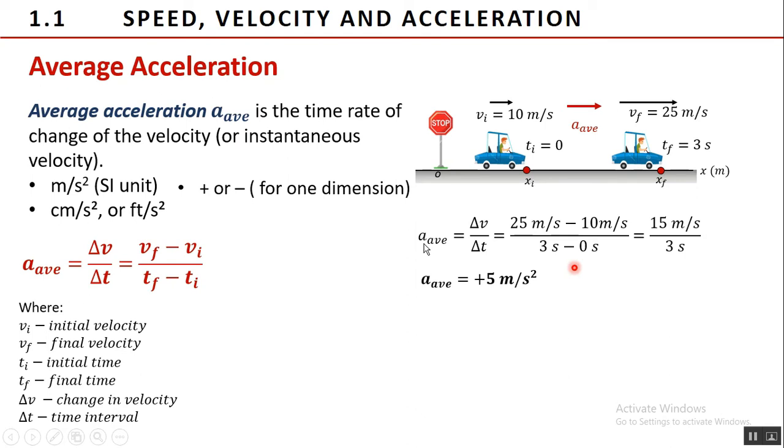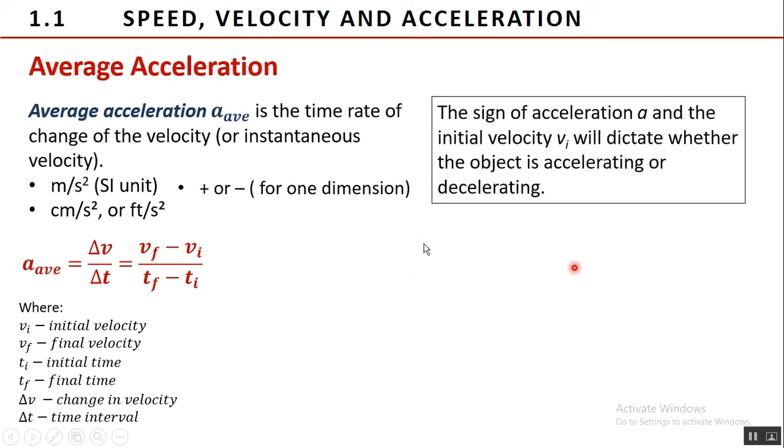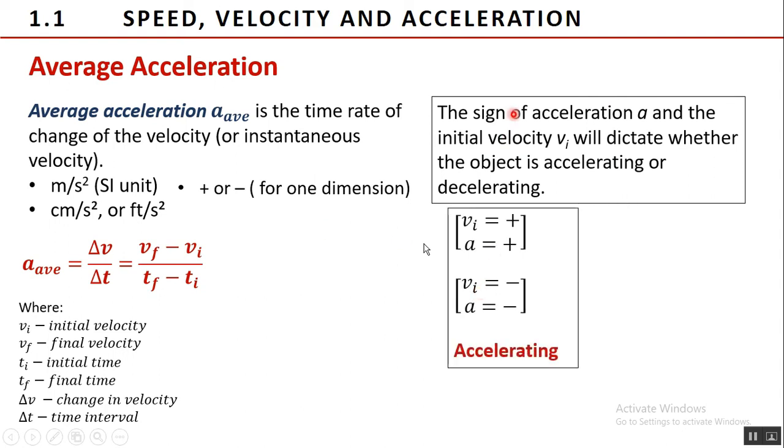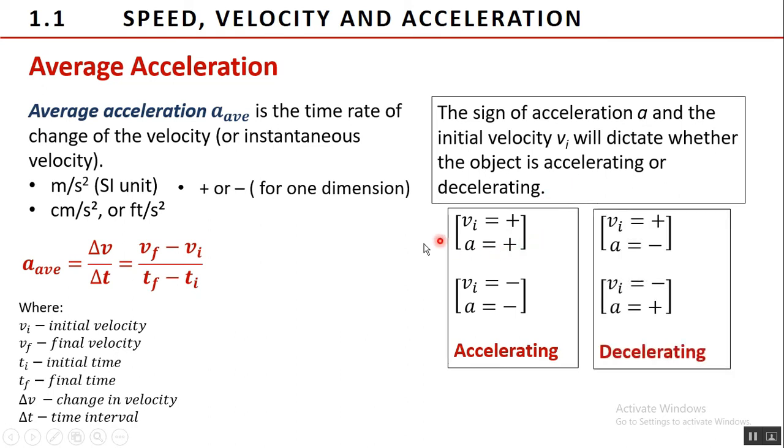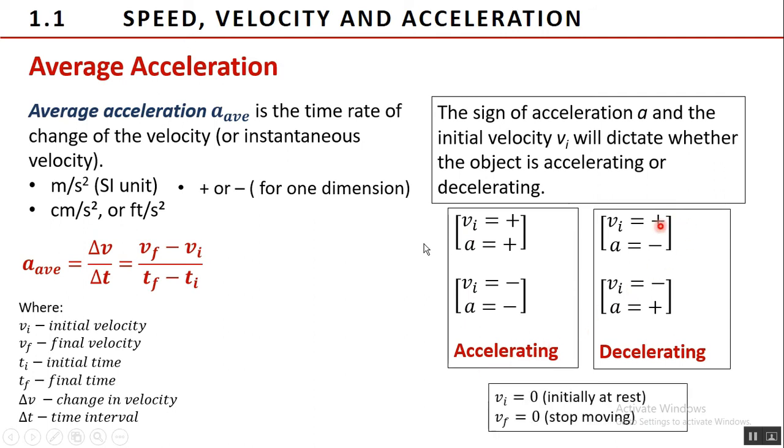Acceleration is a vector quantity. In one-dimensional motion, positive or negative is enough to denote its direction. The sign of acceleration and the initial velocity will dictate whether the object is accelerating or decelerating. Consider the following points. When the initial velocity and acceleration are in the same direction, either both positive or both negative, then the object is accelerating. But when the object's initial velocity and acceleration are in the opposite directions or different signs, the object is decelerating.